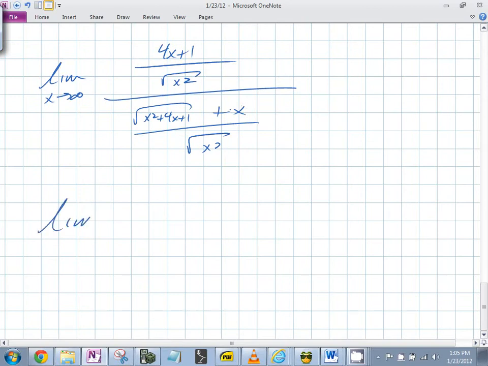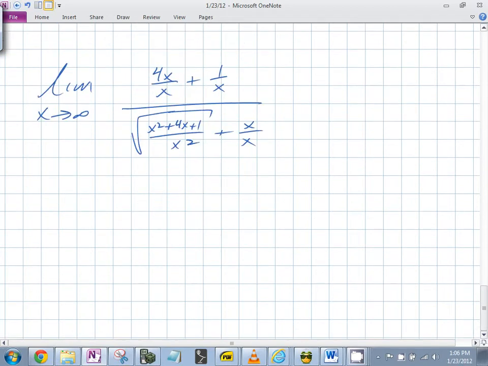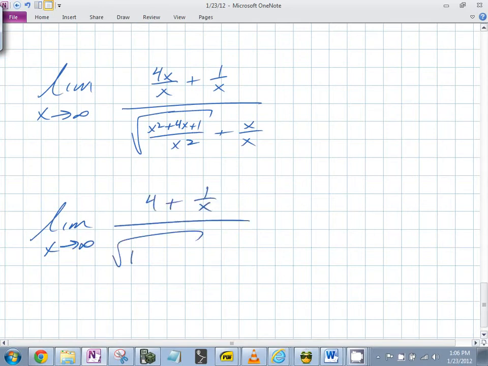Sure. The limit as x goes to infinity of 4x over x plus 1 over x. Because what's the square root of x squared? This one turns into the square root of x squared plus 4x plus 1 over x squared, plus x over x. Can we simplify these a little bit? So the last thing we end up with before we actually finish this is 4 plus 1 over x, all over the square root of 1 plus 4 over x plus 1 over x squared, plus 1. Why did we do that? X is going to infinity. We just broke it down into its simplest limits we possibly can.